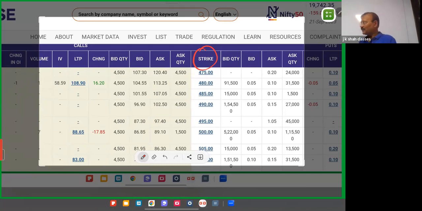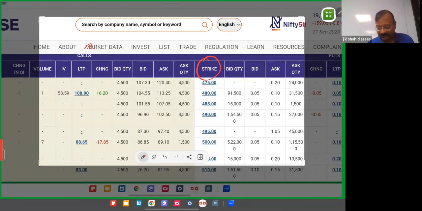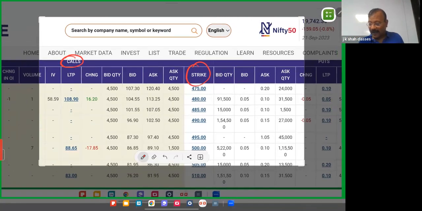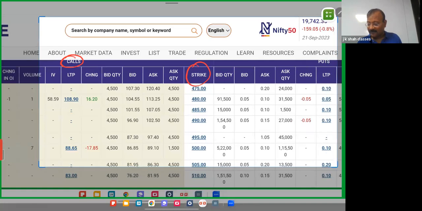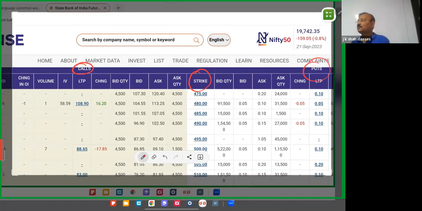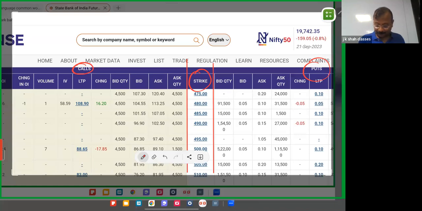Different stocks will have different strike price ticks. Okay. But this is the strike price. Now notice here, this left hand side is call, and this side is put. Okay. And in the middle you have the strike price. And what is the current market price of the stock? 587.9.